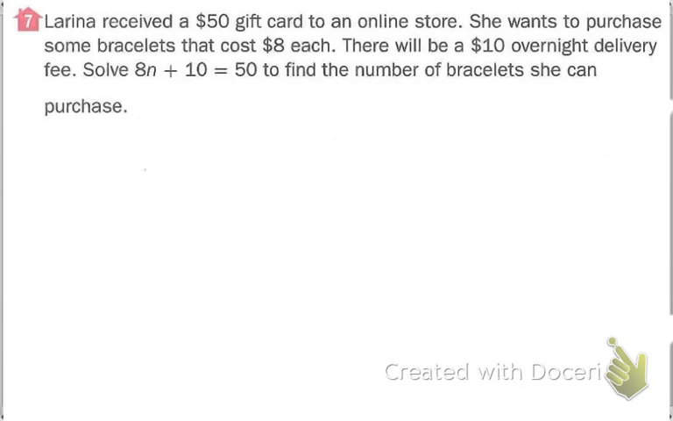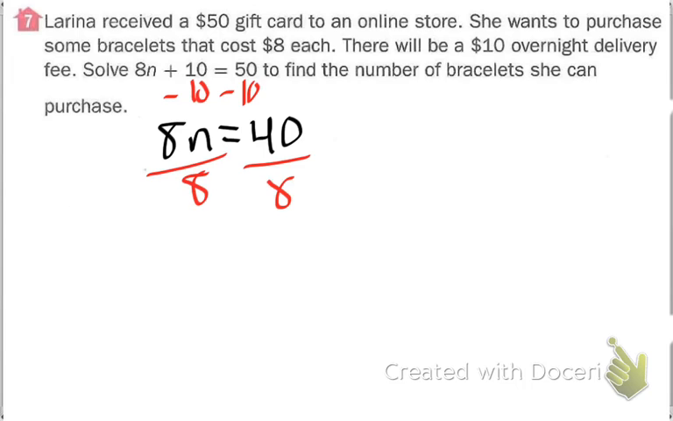Start by moving plus 10 to the other side, so the opposite is minus 10. I'm going to use theirs, by the way. I'm not going to rewrite it. So if you do that, you'll be left with 8n equals 40. Now divide both sides by 8, and you're done, because that's the coefficient. That's how you get rid of coefficients.